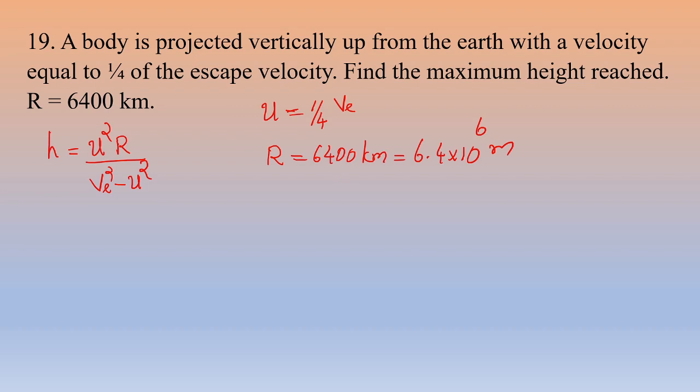We don't have the value of the escape velocity, but we can express it in terms of v e. Here we are asked to find the value of capital H, the height. So let us rearrange and substitute. That is u is equal to 1/4 v. So (1/4 v) whole square into r divided by v square minus (1/4 v) whole square.